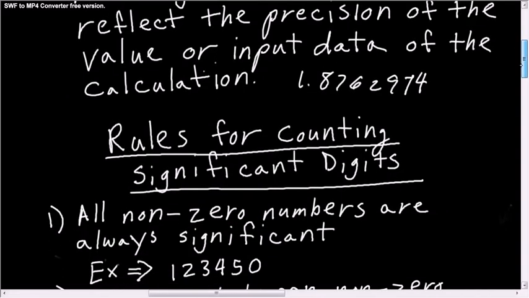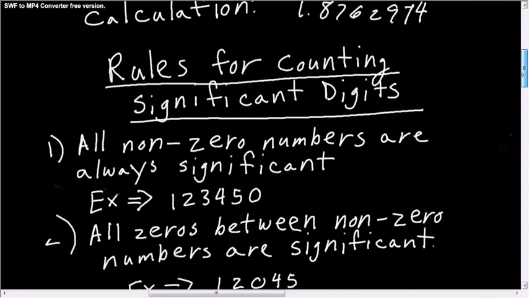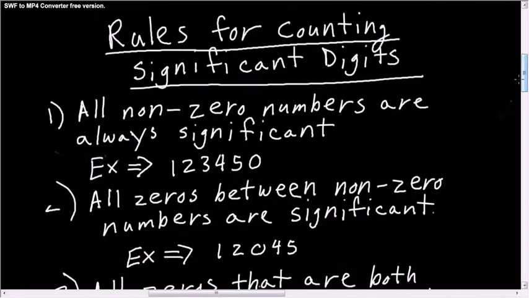So let's talk a little bit more about this. How do I know if a digit is significant or not? The way you can tell is by using some basic rules to count your number of significant digits. First rule, all non-zero numbers always are significant. So for example, if I have 1, 2, 3, 4, 5, 0, I have 1, 2, 3, 4, 5 significant numbers, and I don't count this 0. So I have 5 sig figs, significant figures.